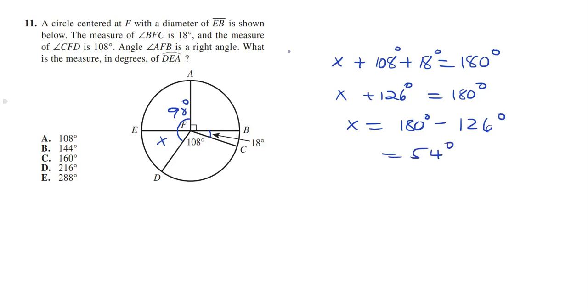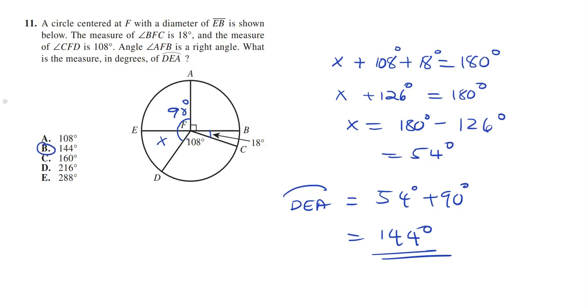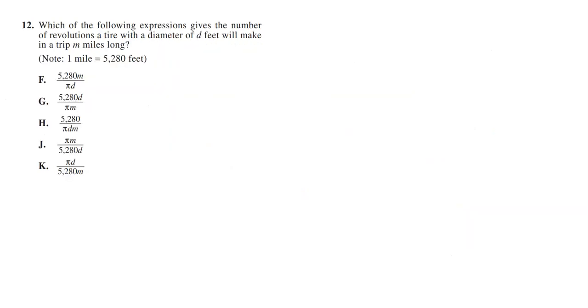But we're looking for DEA. Okay, so DEA is going to be from here to here. So that's going to be this angle. So DEA is going to be 54 degrees plus 90 degrees, and that is 144 degrees. That's B right here. Let's go over to the next one.